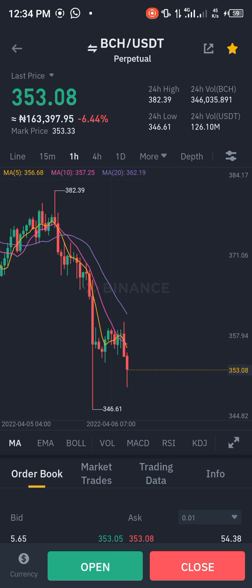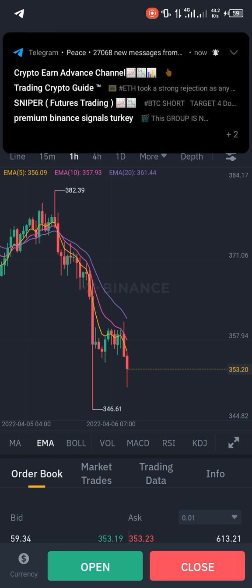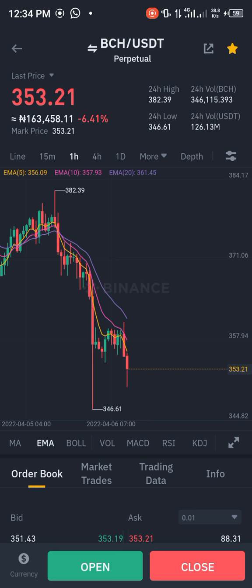So that aside, the EMA also works the same way as the MA, showing the same stuff. The EMA is sharper than the MA. Now that's the second indicator we can still use to get analysis.